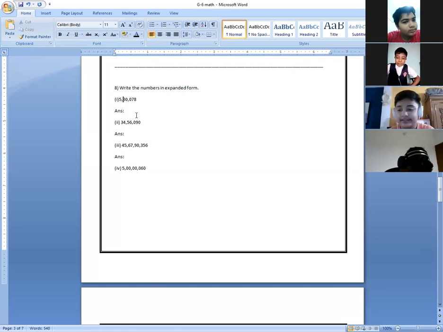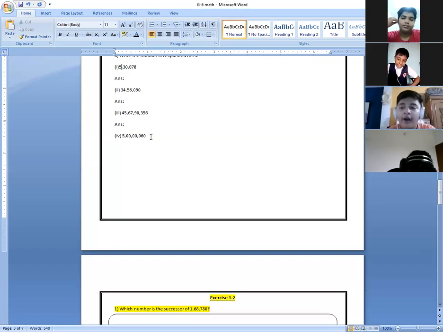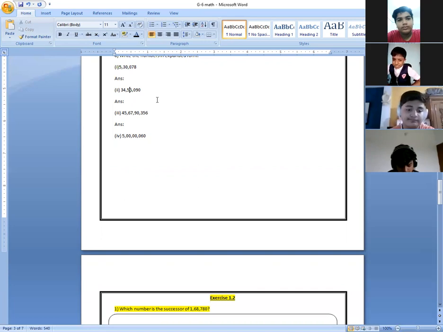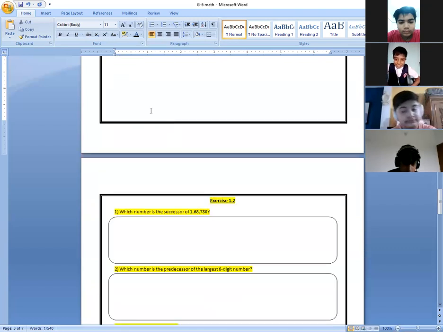10 multiplied by 1,000, 10,000, and 5 multiplied by lakh. And it will be 34 multiplied by 10 lakh, 4 multiplied by 1 lakh, 5 multiplied by 10,000, 6 multiplied by 1,000, 9 multiplied by 100 and 8. In this way, you can do this.